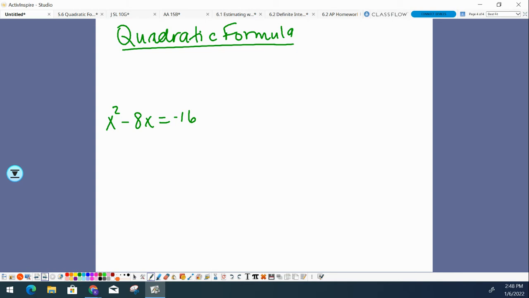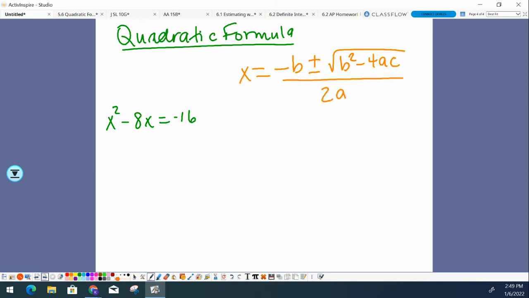The other concept on the test or the checkpoint tomorrow is the quadratic formula. My best advice is learn the song, because if you hum it along, you can write it out. The very first thing I would always do is write the formula itself out. X equals opposite of b plus or minus square root of b squared minus 4ac all over 2a.